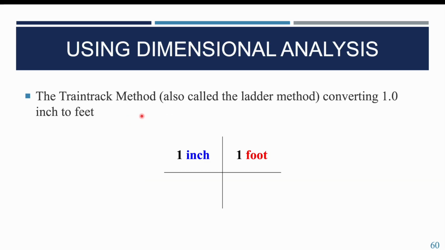To use dimensional analysis, there are a couple of ways you can do this. This is the way that I do it. I call it the train track method. It is also called the ladder method. There are a lot of different names for it, but let's use it to convert 1 inch to feet.